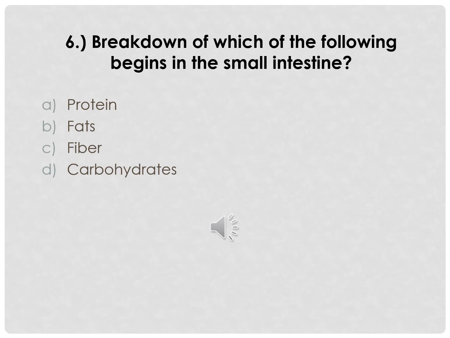Breakdown of which of the following begins in the small intestine? So let's quickly talk about the digestive system and where the breakdown of nutrients occurs. If we look at letter D, carbohydrates, the breakdown of carbohydrates begins in the mouth with an enzyme called salivary amylase. If we look at letter A, protein breakdown actually begins in the stomach, so we can rule out letter A as well. If we look at C, fiber is a substance that is not broken down or digested in the body. It passes all the way through the GI, so we can rule out C as well.